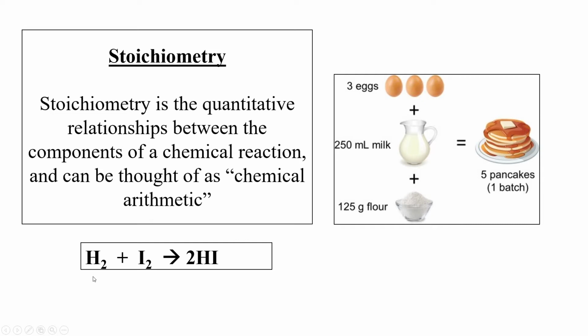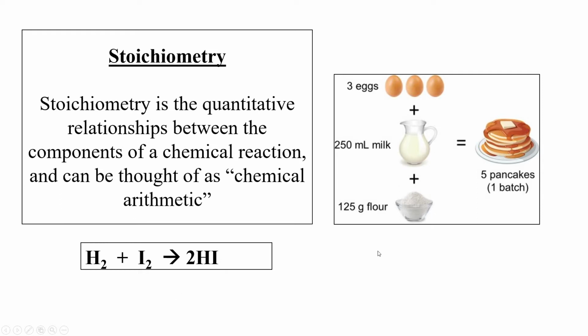In this video, you will see if you have to make a certain amount of the product, then what amount of the reactant you should start with to get that certain amount of the product. Or if you have a certain amount of reactants given, how much of the product you can get from those reactants. So all that calculation is called chemical arithmetic or stoichiometry.